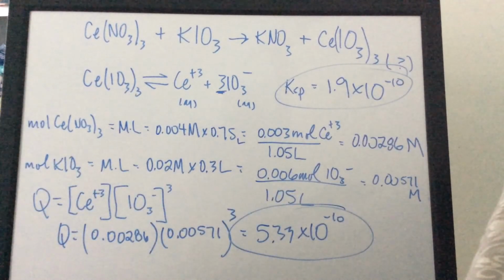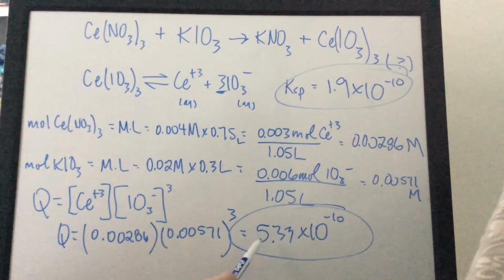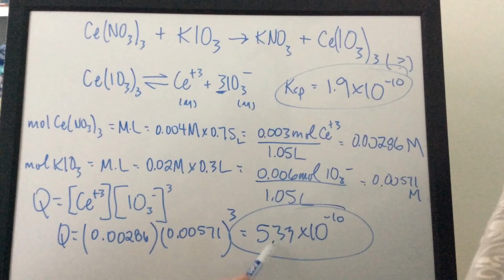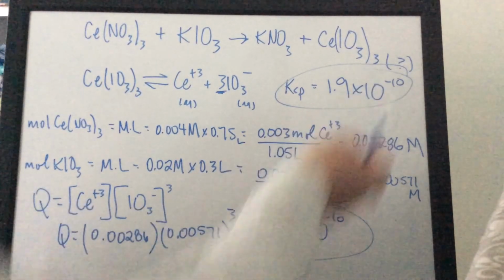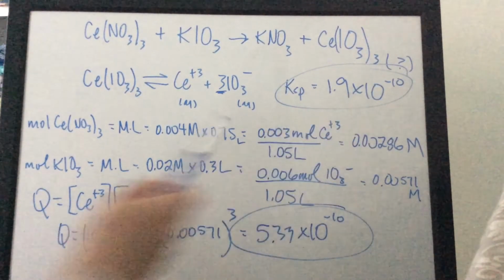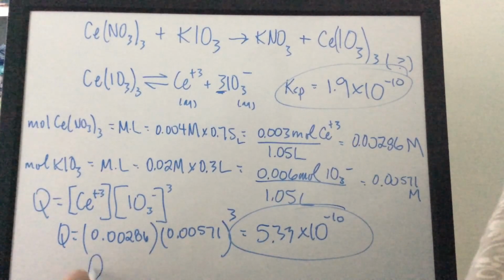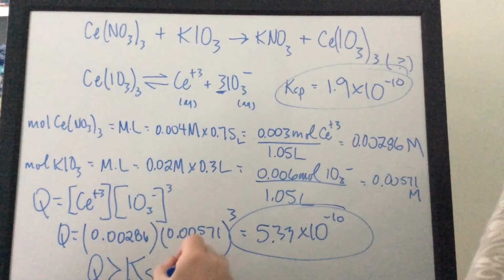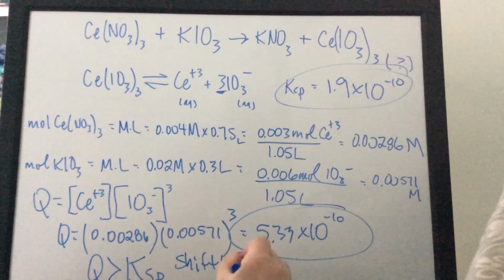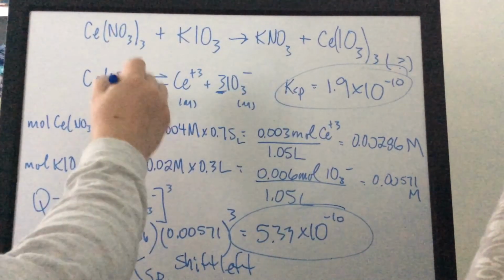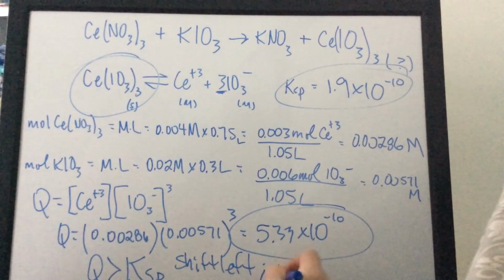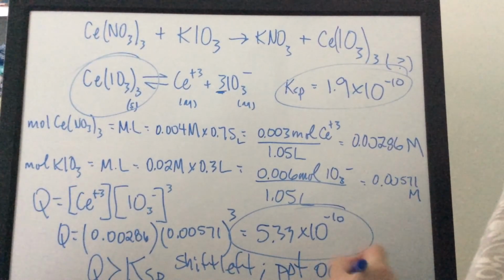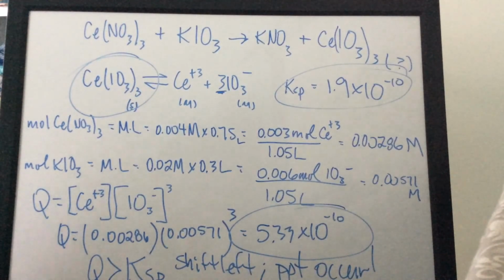They're very similar this time. Okay, it's not as different in the two values, but in this case, my Q is slightly bigger, right? I can disregard the 10 to the negative 10 because it's the same. So the 5 is slightly bigger than the 1.9. So this is the second time we've seen this, that Q is greater than KSP. The reaction will shift left, and because it's shifting left to the solid, a precipitate does in fact occur.